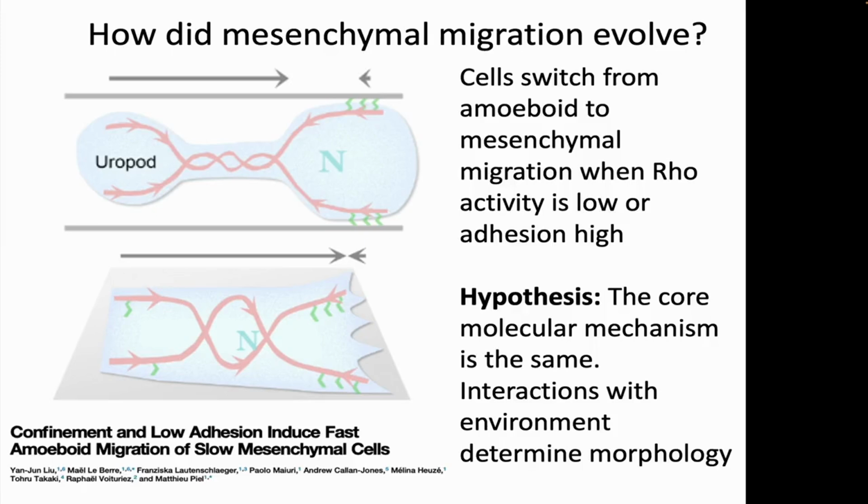In terms of how mesenchymal migration evolved, one question is, which came first, ameboid migration or mesenchymal migration? At this point in time, it's really hard to say. I will say that it is well accepted that many types of cells can switch from ameboid to mesenchymal migration when there are either alterations in Rho activity or changes in adhesion. An idea that's been proposed is essentially that these 2 forms of migration are very similar, and they reflect more how cells interact with 2 and 3 dimensional environments as opposed to a dramatic change in the identity of a cell type.